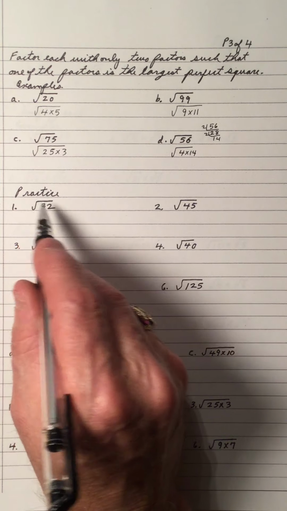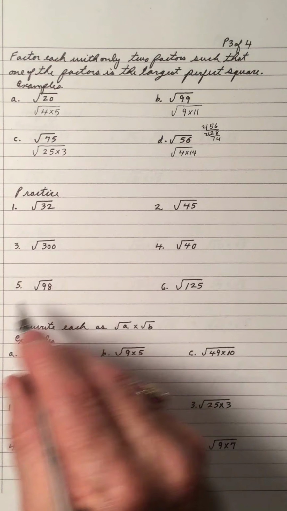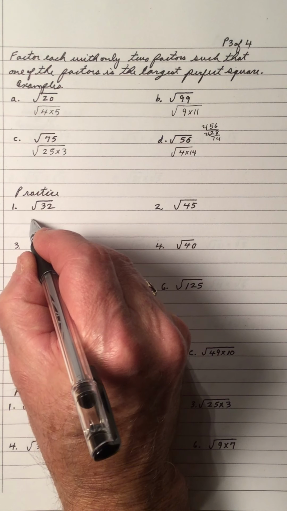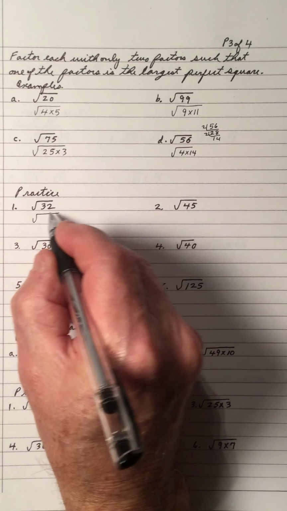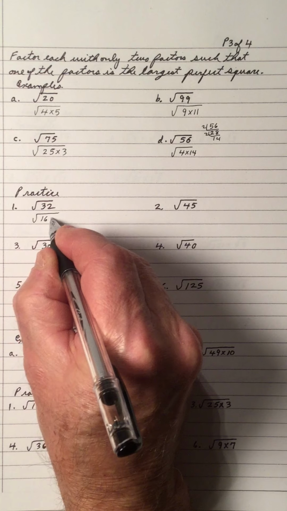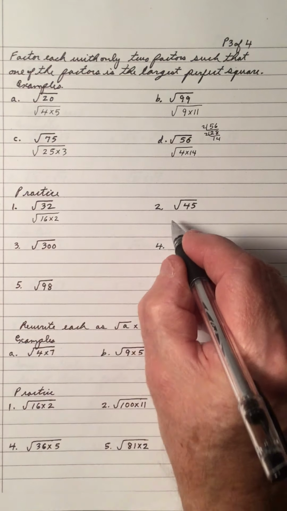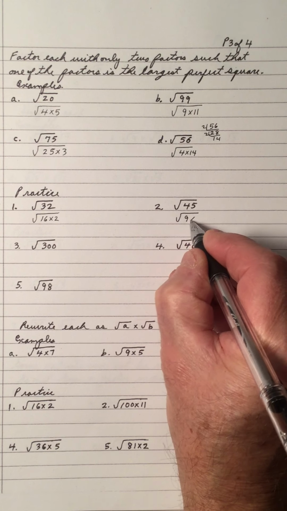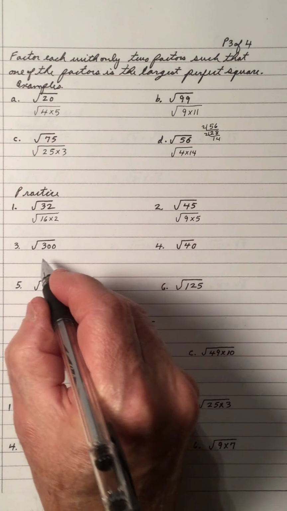Practice. See if you can do these. Pause the video and work these out and play it back to see if you got it right. So we want to do the factor of 32. Largest perfect square is 16. So 16 times 2. 45. The largest perfect square is 9. So it's 9 times 5.